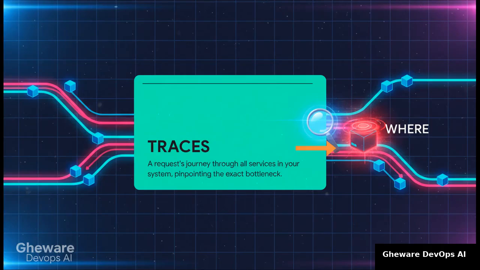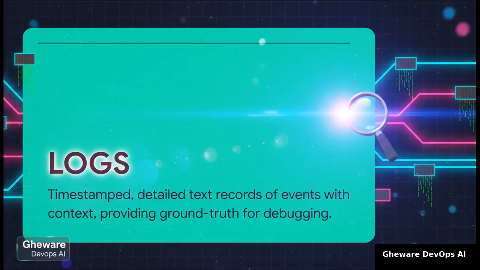Next, we have traces. Now, a trace is kind of like a GPS for a single request. As that request hops from your web server to an auth service to a database, the trace is following its every move. So if a request is suddenly slow, the trace shows you exactly which service is the bottleneck. This is your where.